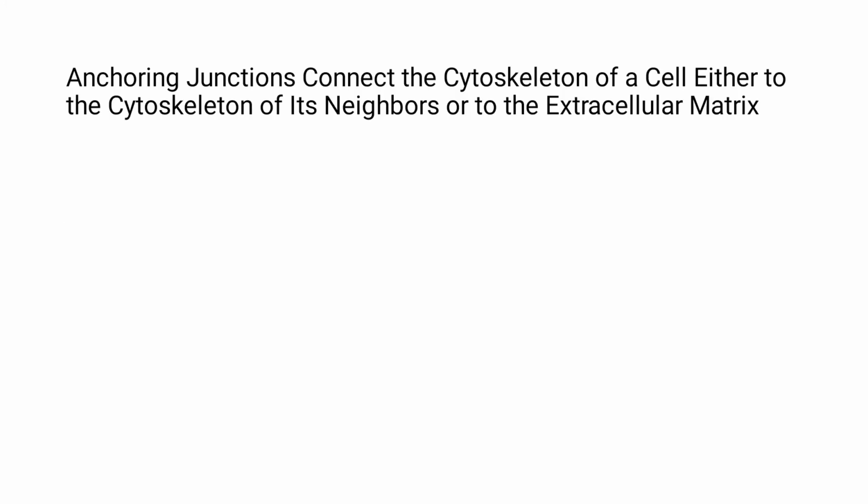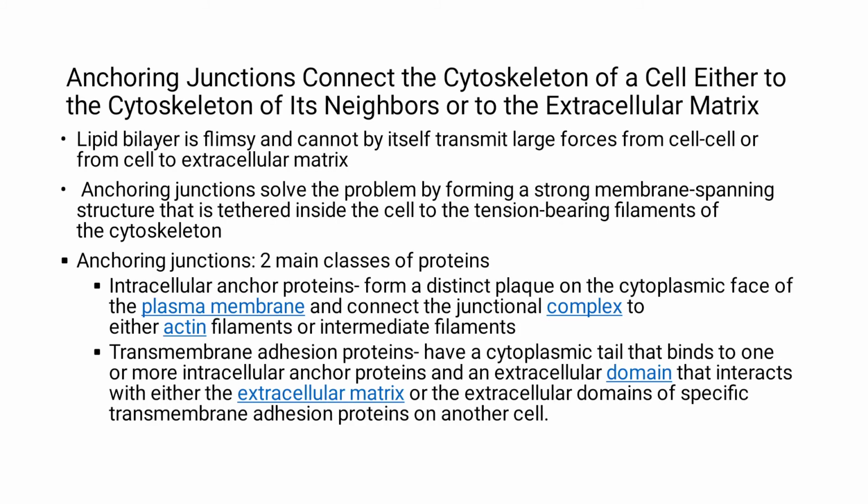Anchoring junctions connect the cytoskeleton of a cell either to the cytoskeleton of its neighbors or to the extracellular matrix. The lipid bilayer is flimsy and cannot by itself transmit large forces from cell to cell or from cell to extracellular matrix. Anchoring junctions solve the problem by forming a strong membrane-spanning structure that is tethered inside the cell to the tension-bearing filaments of the cytoskeleton.